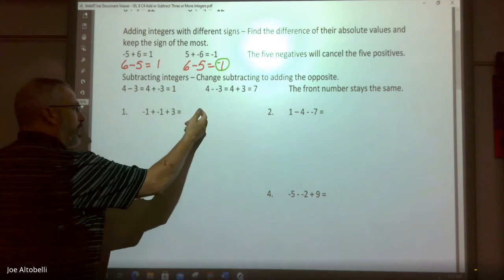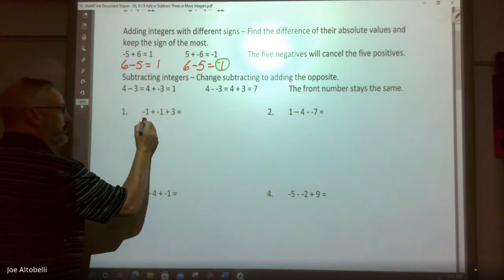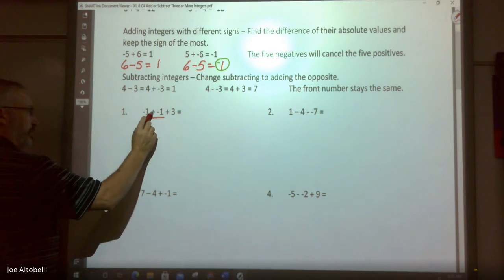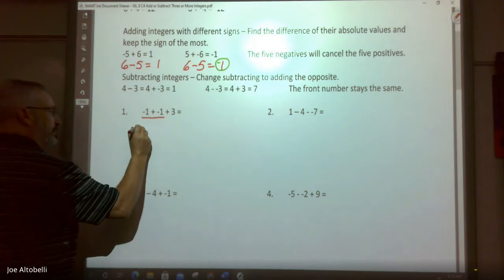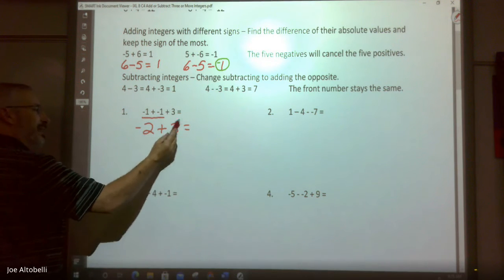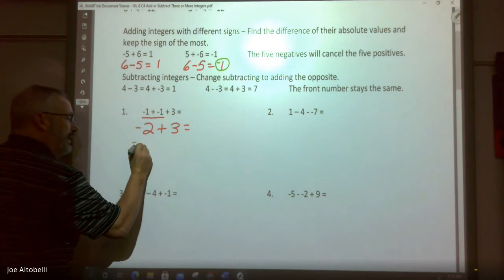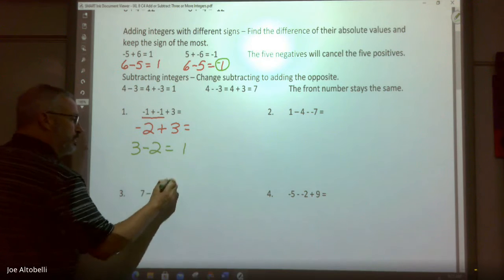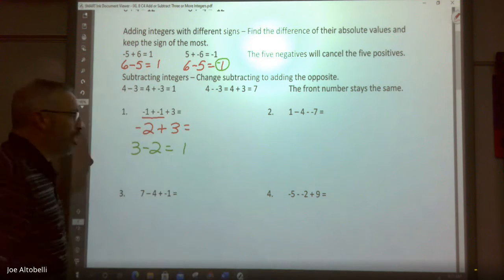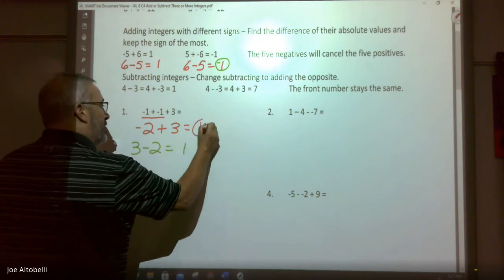Now, when we look at number 1, okay, order of operations, adding and subtracting, I work in order from left to right. So I'm going to do this part first. A -1 plus a -1. Signs are the same, so I add them. That's a -2 plus 3. Well, here I'm adding, but the signs are different. So in my head, I'm doing 3 minus 2 is 1. Do I have more positives or negatives? Positives, so my answer is a +1.